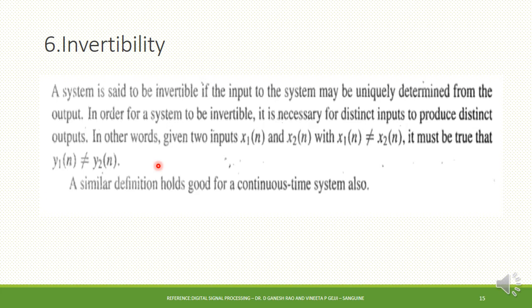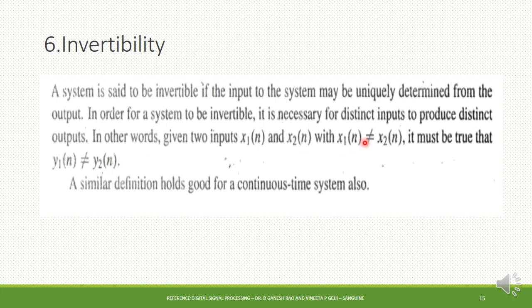If we want to check whether a system is invertible or not, what should be the condition? We apply two distinct inputs, that means two different inputs. In the next sentence you see x1 of n and x2 of n are the two inputs and they are not equal. If inputs are not equal, definitely they are not going to produce the same outputs. They are going to produce different outputs. So this is the one condition.